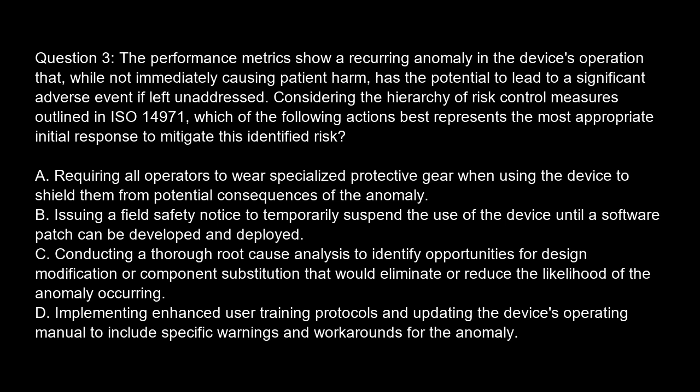Option A. Requiring all operators to wear specialized protective gear when using the device to shield them from potential consequences of the anomaly. Option B. Issuing a field safety notice to temporarily suspend the use of the device until a software patch can be developed and deployed. Option C. Conducting a thorough root cause analysis to identify opportunities for design modification or component substitution that would eliminate or reduce the likelihood of the anomaly occurring. Option D. Implementing enhanced user training protocols and updating the device's operating manual to include specific warnings and workarounds for the anomaly.